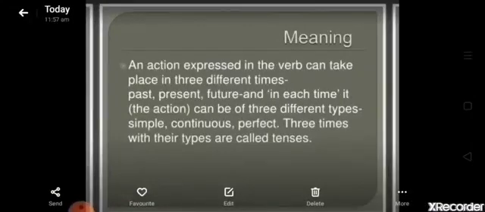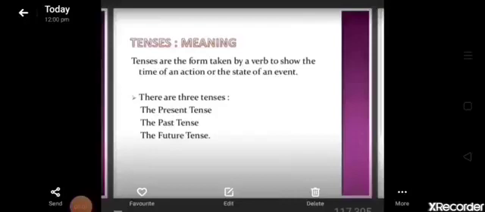The meaning of tenses: an action expressed in the verb can take place in three different times: past, present, future, and in each time it can be of three different types: simple, continuous, perfect. Three times with their types are called tenses. In other words, tenses are the form taken by a verb to show the time of an action or the state of an event. There are three tenses: the present tense, the past tense, the future tense.